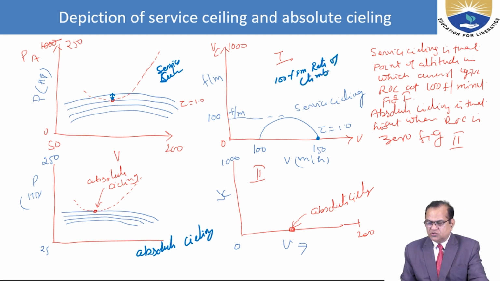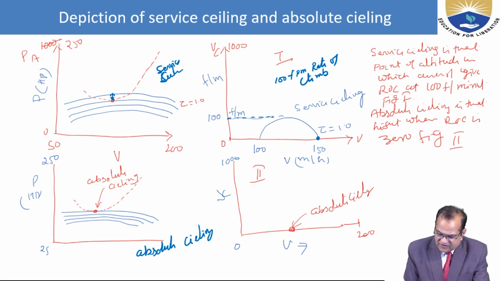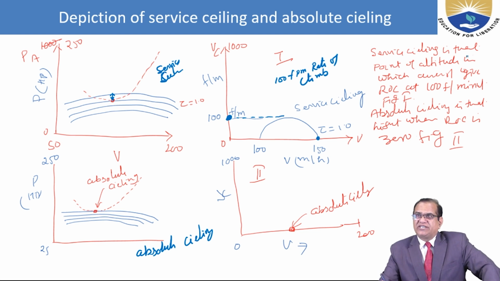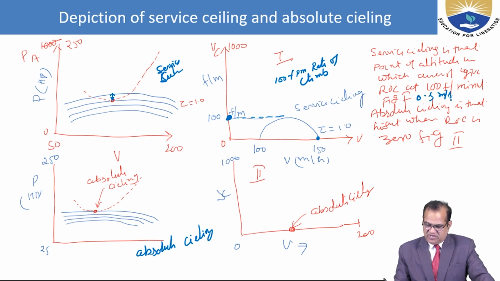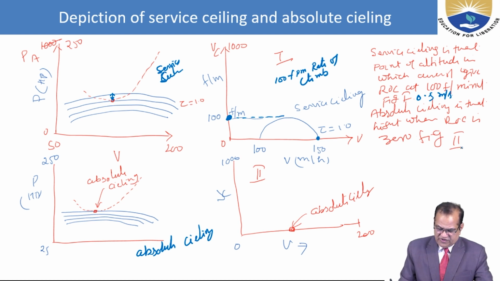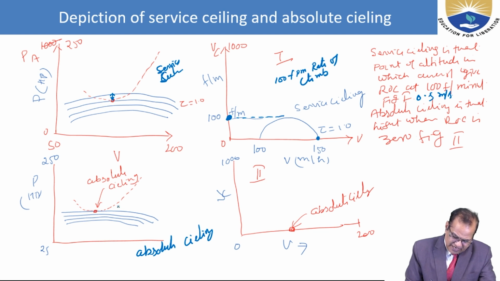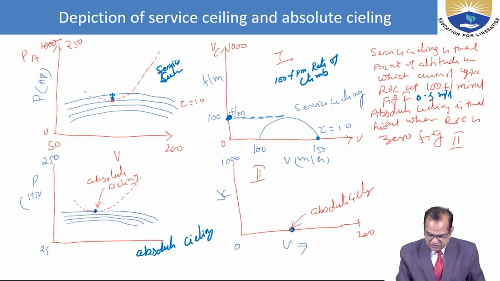So this is the service ceiling, where at full throttle you are only going to get 100 feet per minute. Service ceiling is that point of altitude at which the aircraft gives a rate of climb of 100 feet per minute, or 0.5 meter per second. Absolute ceiling is that height where the rate of climb is 0, as in figure 2. Here the rate of climb is 0, and this is called the absolute ceiling.